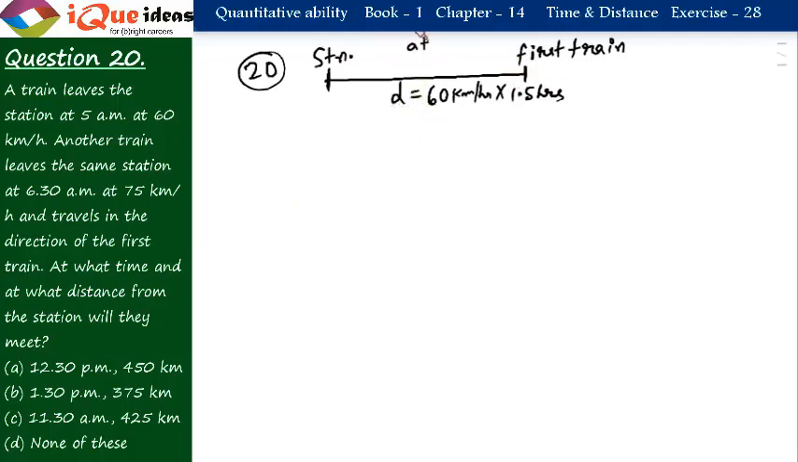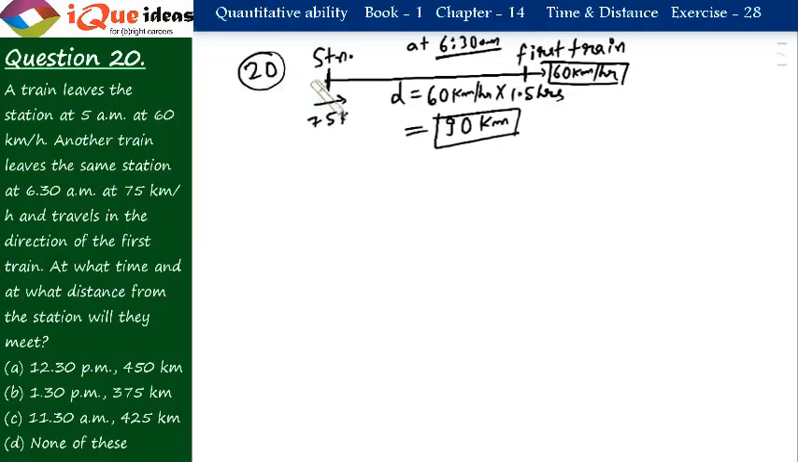This is the situation at 6:30 a.m. At 6:30 a.m. the first train has already traveled 1.5 hours. So it is 60 kilometers per hour into 1.5 hours, that is 90 kilometers. So at 6:30 a.m. the distance between the trains is 90 kilometers. The first train is still moving at a speed of 60 kilometers per hour, and the second train is at the station and it is moving at a speed of 75 kilometers per hour, right?